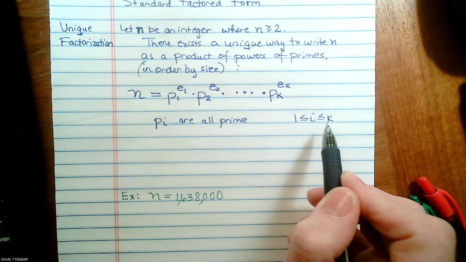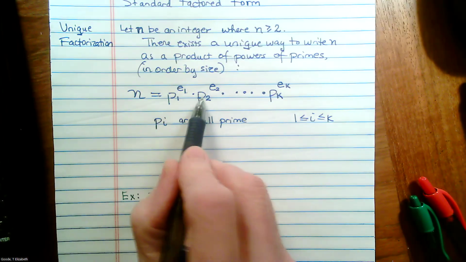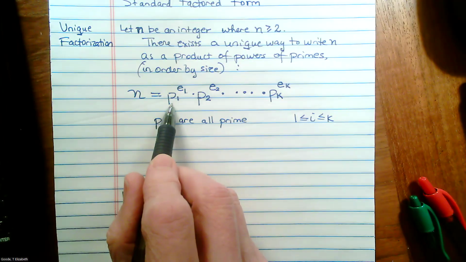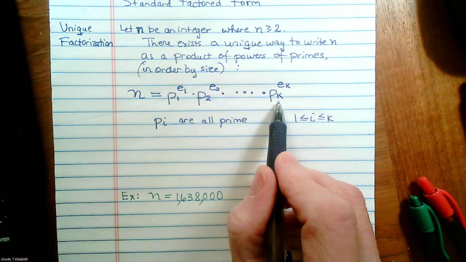So we learned some notation. The other thing we want to do is put these primes in order by size. The first one's going to be the smallest prime. The second one's going to be the next smallest, all the way up, and the P sub k is going to be the biggest prime.